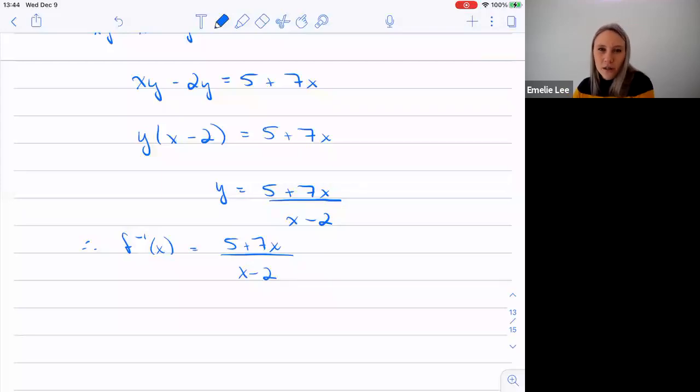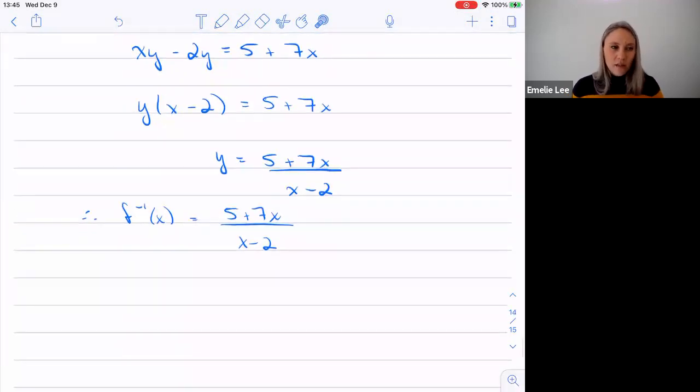How can you check your work? Could use the inverse property, right? With a fraction like this, with an x in both the numerator and the denominator, it's quite a bit of work, right? But if you take f composed with the inverse, you should end up at just x, right? Let me know if you want me to do that, or if there's a different question you want me to work on.